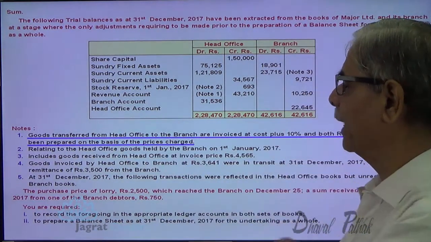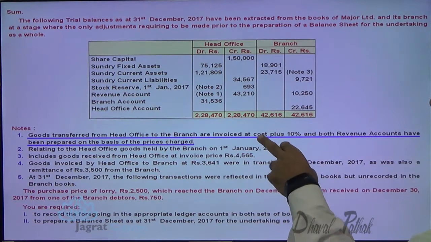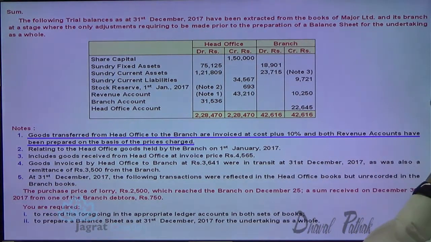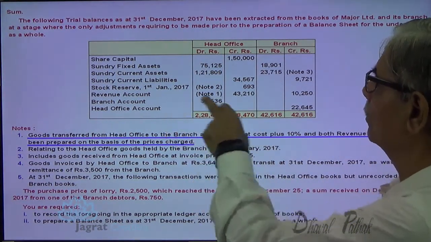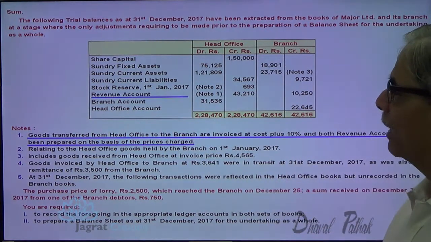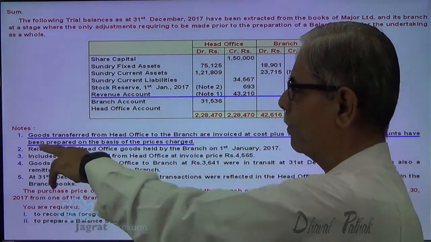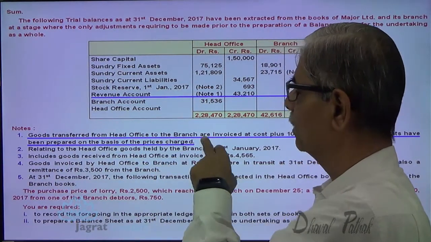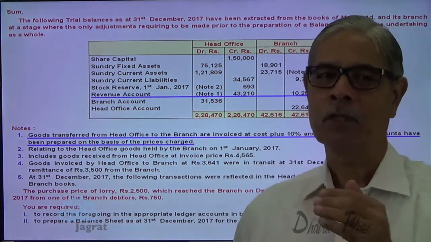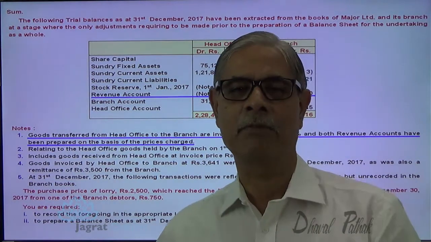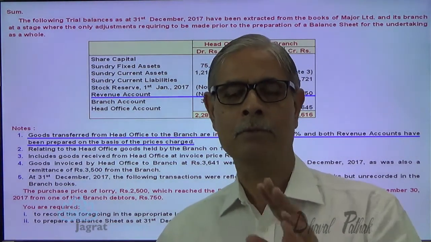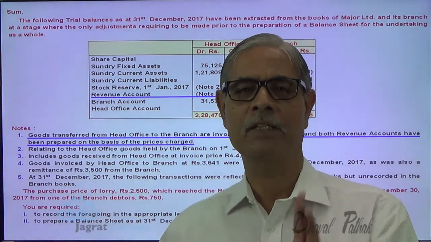Goods are transferred from head office to branch at an invoice price, at cost plus 10%, for both the revenue accounts. So this revenue account and this revenue account, both the revenue accounts have been prepared on the basis of the price charged. So these revenue accounts are prepared on the basis of invoice price. So branch profit is being found out on the basis of invoice price.